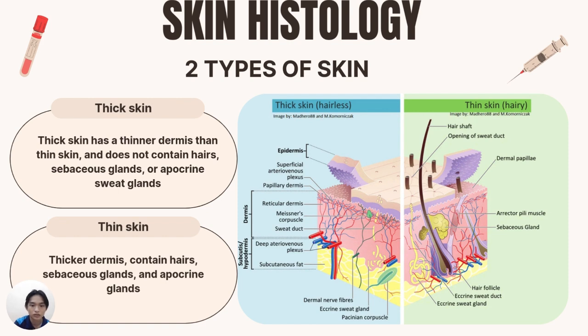Actually, there's a lot more for me to explain. For example, if you can see here, it has a sweat duct, an erector pili muscle, sebaceous glands, eccrine and apocrine sweat glands, and many more. But generally speaking, we are just trying to differentiate between thin and thick skin.